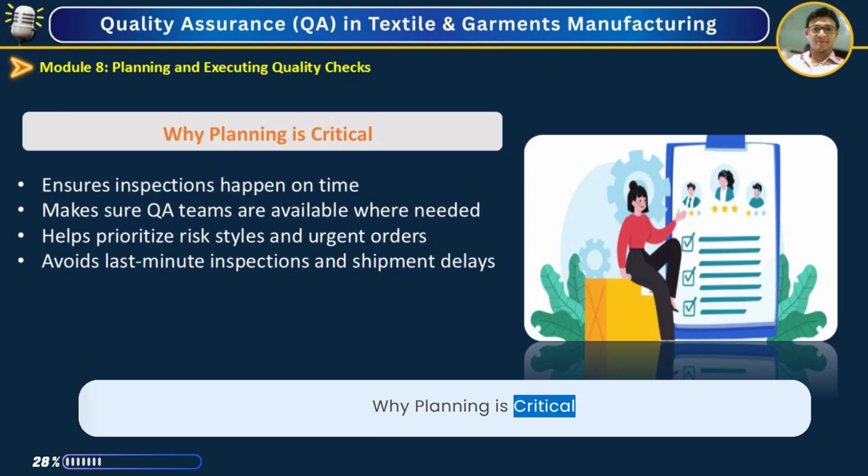Why planning is critical. Ensures inspections happen on time. Makes sure QA teams are available where needed. Helps prioritize risk styles and urgent orders. Avoids last-minute inspections and shipment delays.